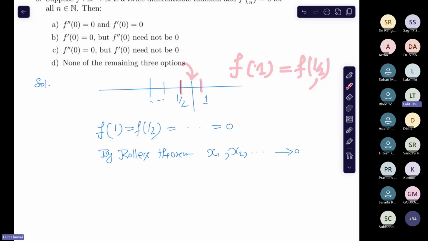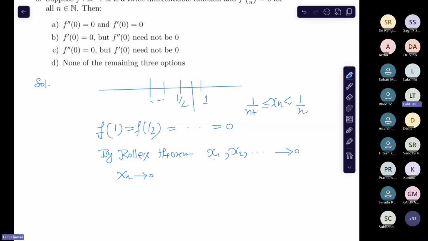In the same way, you can apply it in the interval between 1/2 and 1/3 and get a point such that your f' vanishes, right? In this way, we get a sequence x1, x2, ... which converges to 0. Can you see why it converges to 0? It's clear, right? Because xn is between 1/(n+1) and 1/n. And both the sequences go to 0. By the squeeze lemma, xn goes to 0. Okay, this is the justification. So xn goes to 0.